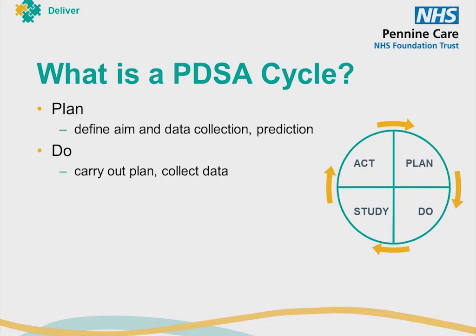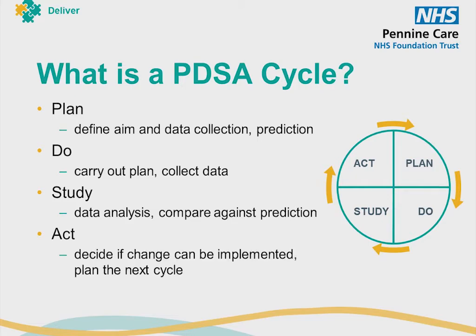We carry out our plan and collect any data that we need. The third stage is study, where we look at what happened and compare it to our prediction. Finally, we act. We need to decide whether the change is not suitable, needs further tweaking, or it can be implemented. If the change needs further amendment, we can use the next cycle to do that.